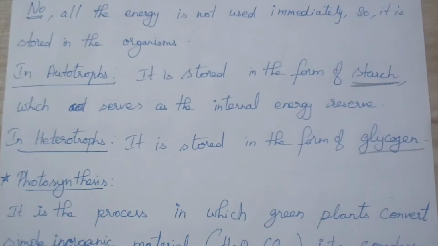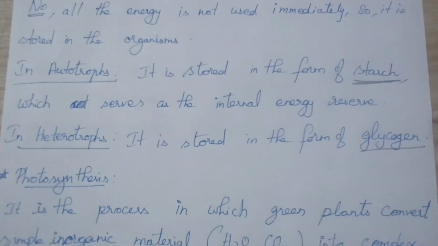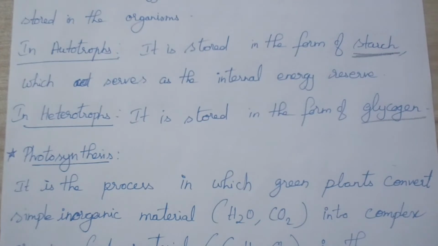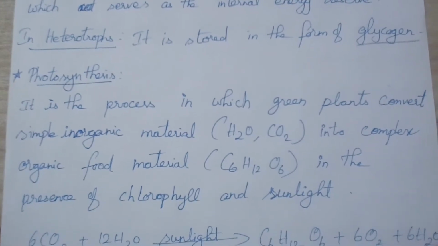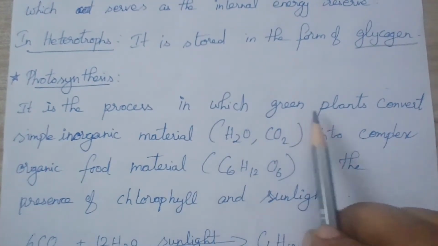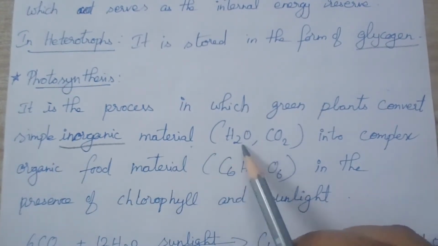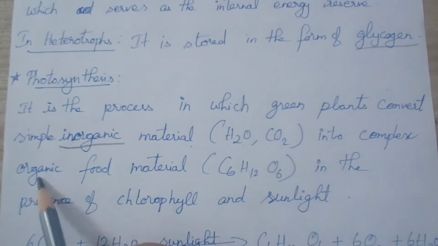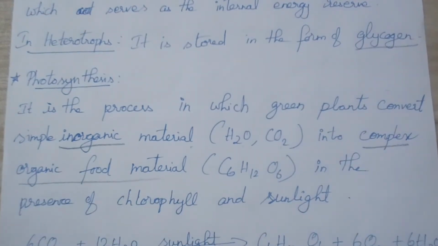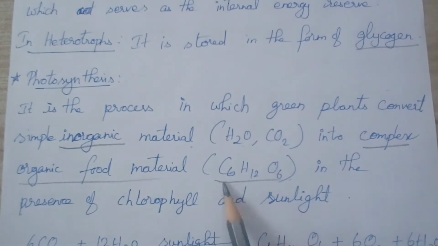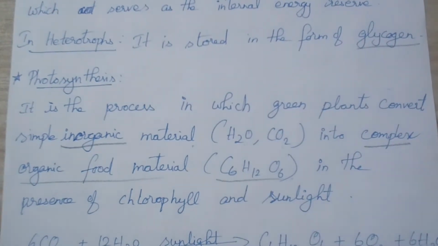Okay, we'll see how plants prepare their food. You know that plants prepare their food using the photosynthesis process, right? So what is photosynthesis? It is a process in which green plants convert simple inorganic material like water and carbon dioxide into complex organic food material. Organic means more bonding of carbon and hydrogen will be there. That is your glucose, C6H12O6, right?